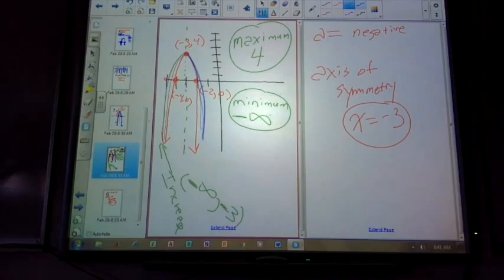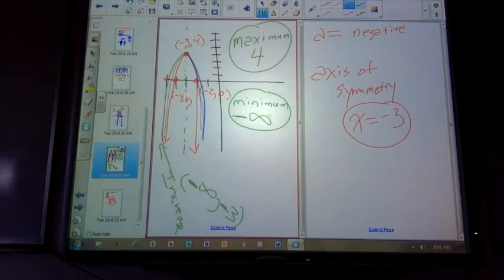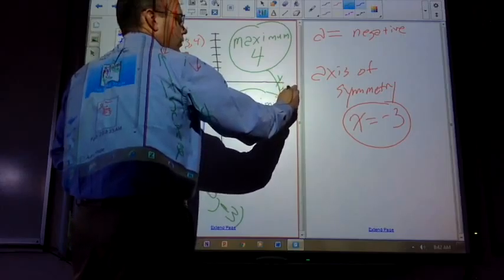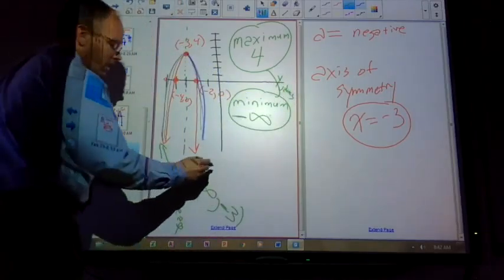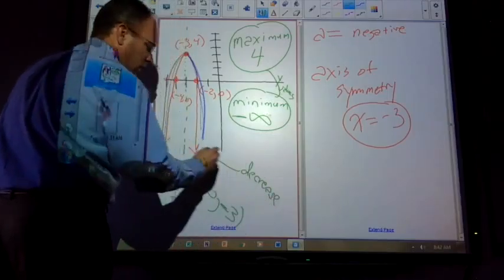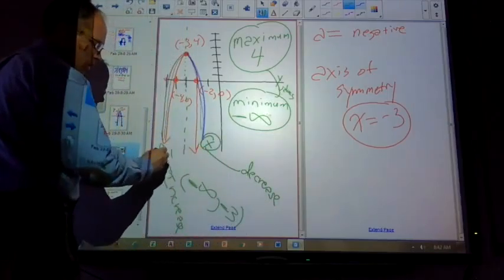Okay, hang on. I got to clarify that real quick. Where it's talking about increasing, you're talking about an x value. Where you're talking about a maximum, you're looking for a y value. Where I'm looking at a minimum, these are both y values. But when it's talking about increasing and decreasing, you're looking at the x values, what they're doing.